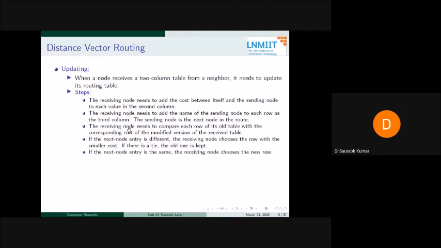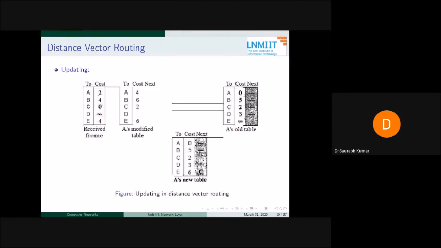Then third, the receiving node needs to compare each row of its old table with the modified one. If the next node entry is different, then fine, the receiving node chooses the row with smaller cost. If there is a tie, then the old one is kept, meaning the old table that was there. If the next node entry is already the same, the receiving node chooses the new row. These two are very important points which need to be remembered while updating the routing table. Okay, let's see with this particular example.